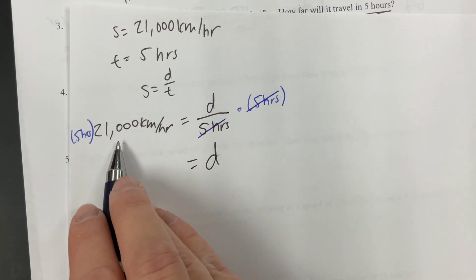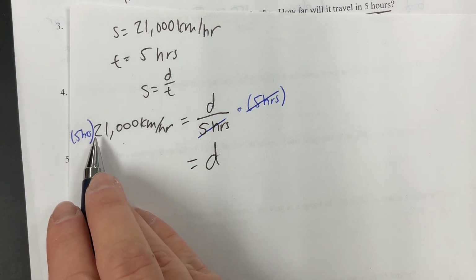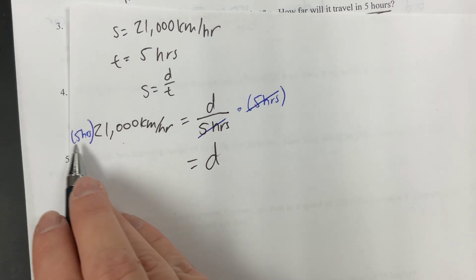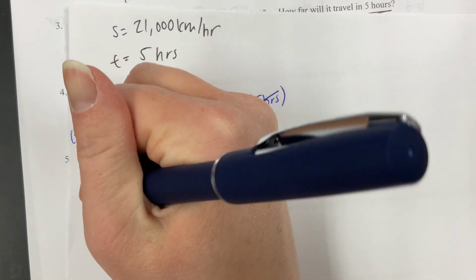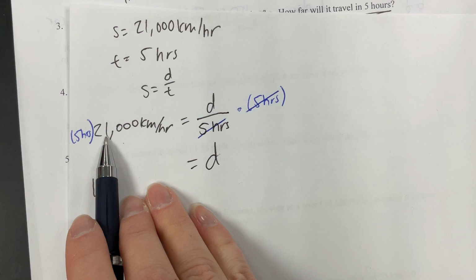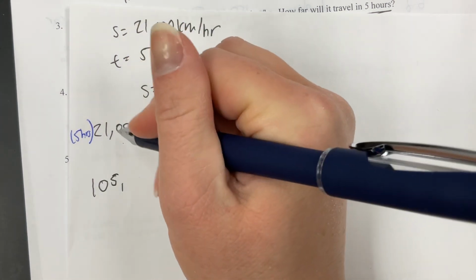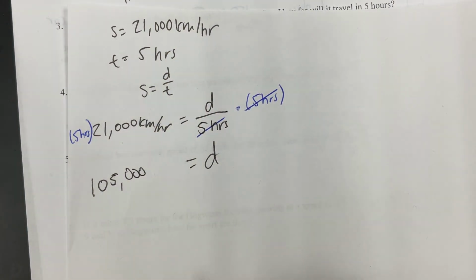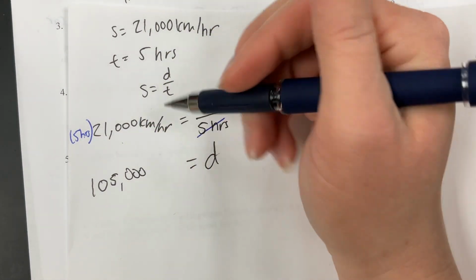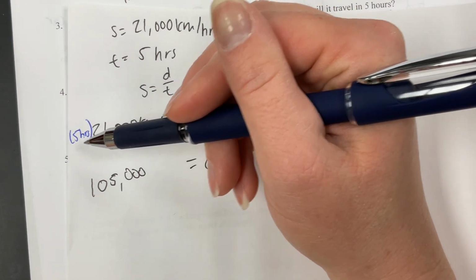This one you can actually do in your head. What's 5 times 2? 10, yeah. What's 5 times 1? Yeah, and then you keep your zeros chilling with it. Good. It's 105,000. And then what happens over here then with the units, we had hours on the top here.